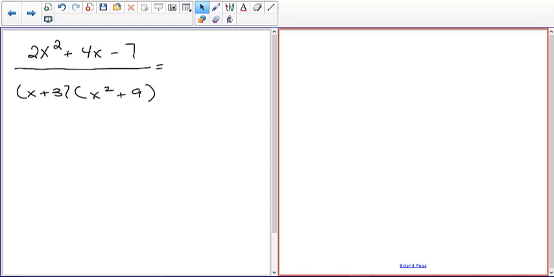Okay. So this one is different than the one we did the other day because if you remember, there was just a linear term and a constant term in the numerator. Now there's a quadratic term. And what that does is it makes it harder to solve for coefficients A, B, and C.